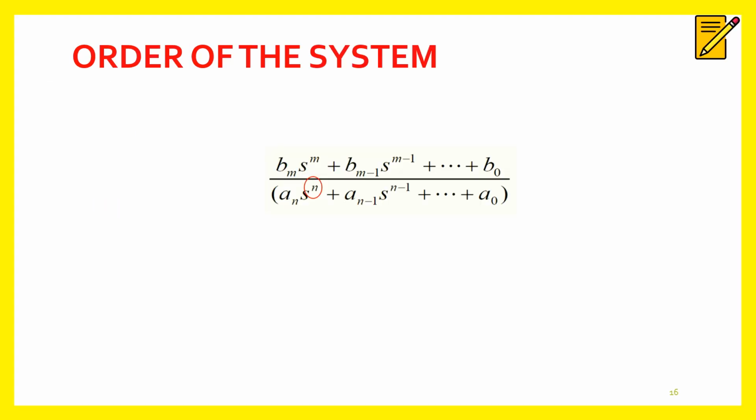Let us define the order of the system. We can define the order of the system by looking at the value of n. Here, m represents the highest degree of the numerator and n represents the highest degree of the denominator polynomial. When n is equal to 0, the highest power is 0, so s to the power 0 is 1. We can call it a zero order system.